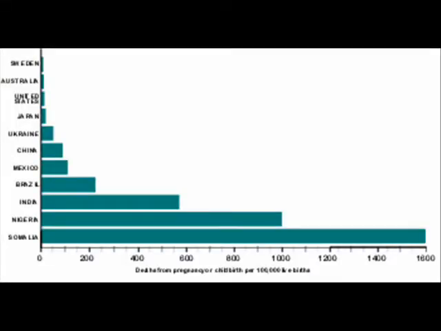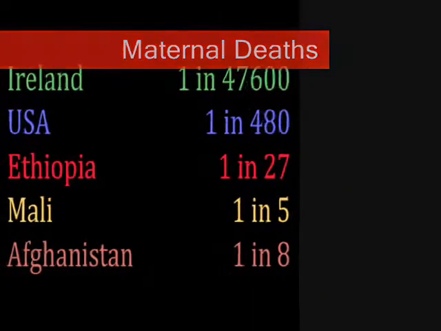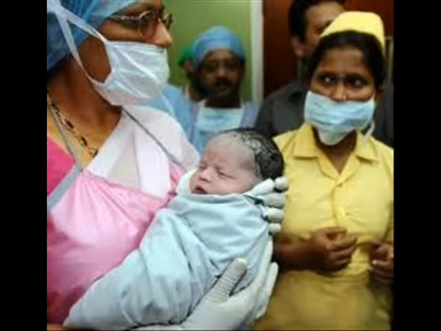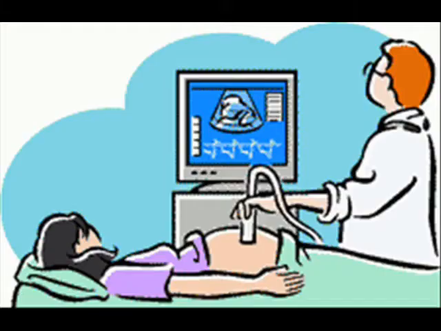The maternal mortality rate shows the number of deaths for every 100,000 pregnancies. This number ultimately reveals the quality of a country's healthcare system. The predominant factor to the high mortality rates in developing countries is simple: lack of prenatal care.